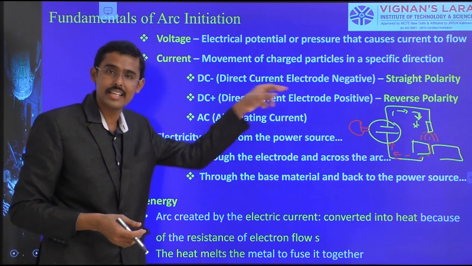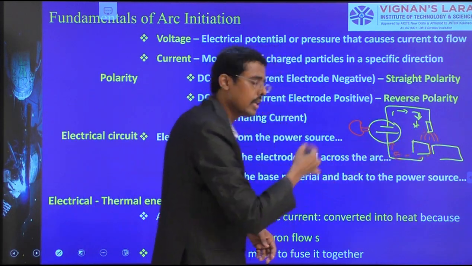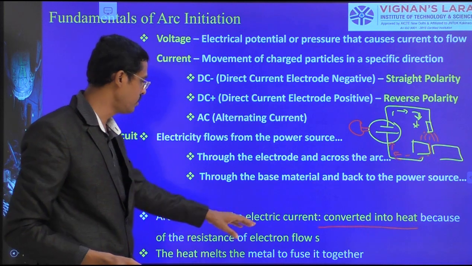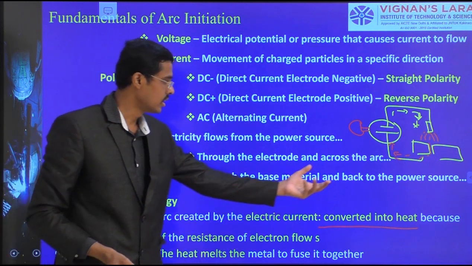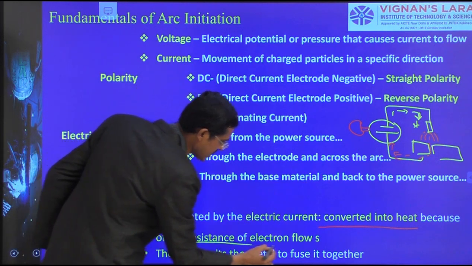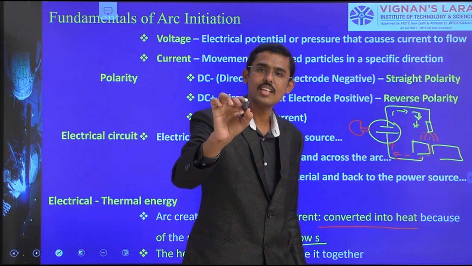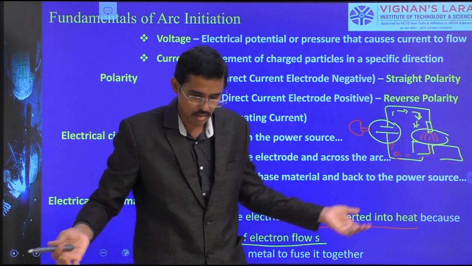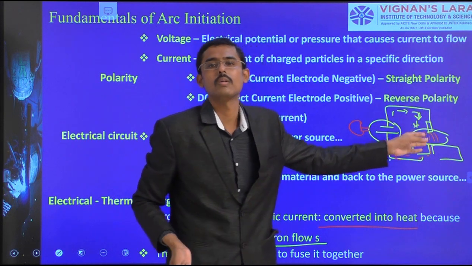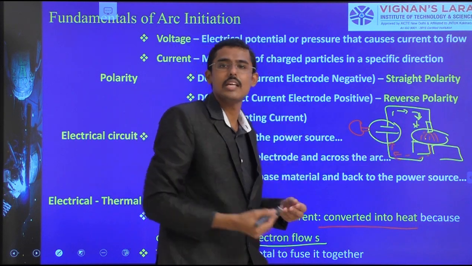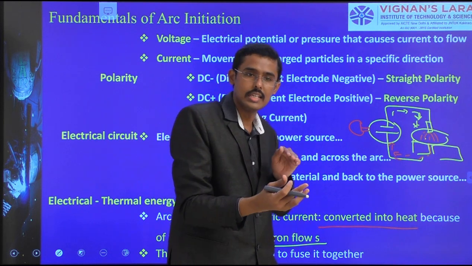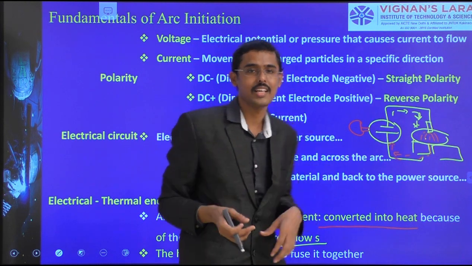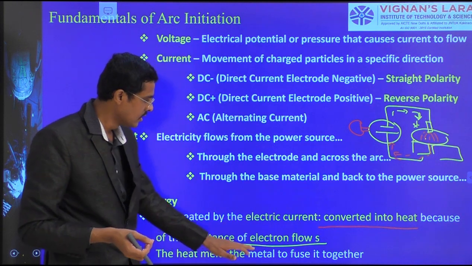This electrical energy we are supplying is converted into thermal energy, heat created by the electrical current because of the resistance of the electron flow. So the word clearly mentions the resistance of the electron flow. Where is it resisted? It is resisted by the gaseous molecules present in this zone. Air is there in between, surrounding the electrode and the workpiece also. When the electron is released from the electrode, the gas molecules resist. It has to cross that resistance and then go down to the workpiece. That resistance creates the heat, and the heat melts the metal to fuse it together.